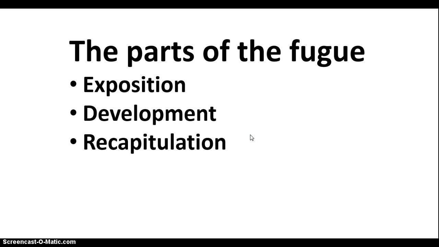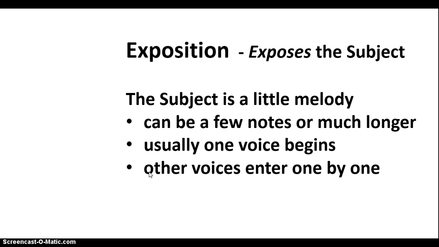There are three parts to the fugue: exposition, development, and recapitulation. In the Baroque period, the exposition is the most important. When we get to the next period of music, called the classical period, you're going to see that it has become a very, very structured form, and the development and recapitulation play a bigger part. But again, this is the beginning of structured music. So let's look at that first part, the exposition.